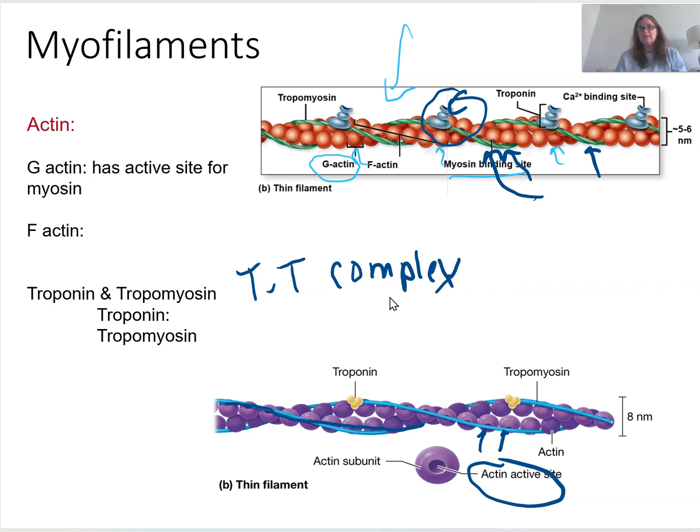What it's doing is physically blocking, covering up that binding site so myosin can't get to it. So if we're going to have muscle contraction, myosin's going to grab the actin and pull it. Well, it can't do that as long as that TT complex is in place. So we're going to need a key to the chastity belt, and we'll get there soon.